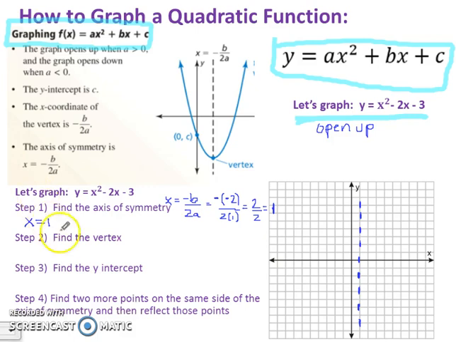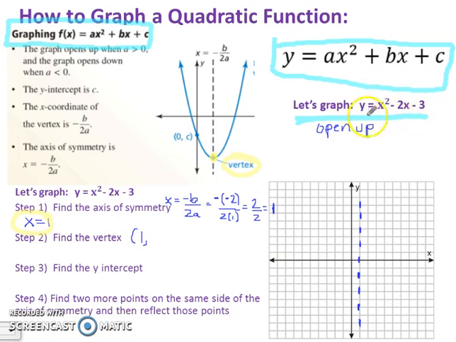Now, to find my vertex, it's going to sit somewhere on this axis of symmetry. The vertex always sits on your axis of symmetry. We found the axis of symmetry was x equals 1, so if my point sits somewhere on this line, the x-coordinate of my vertex has to be the same value as my axis of symmetry. So I know that it's 1. Then I just need to find what the y-coordinate is when x equals 1.